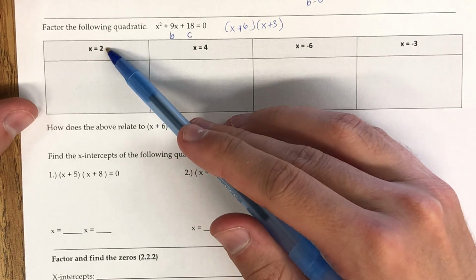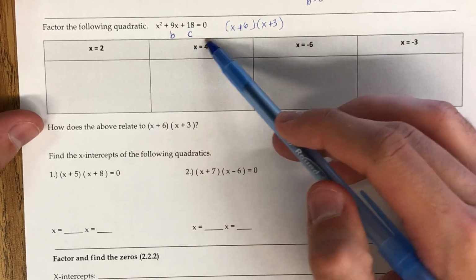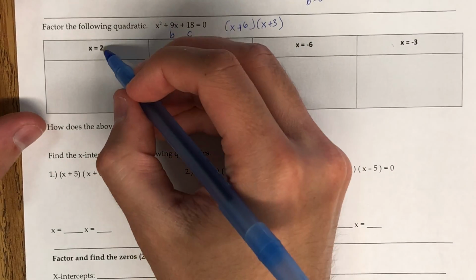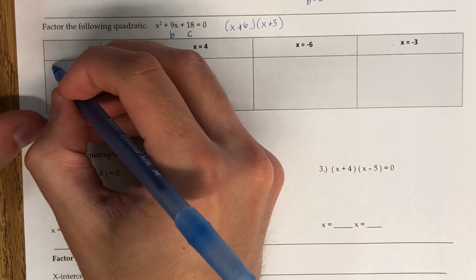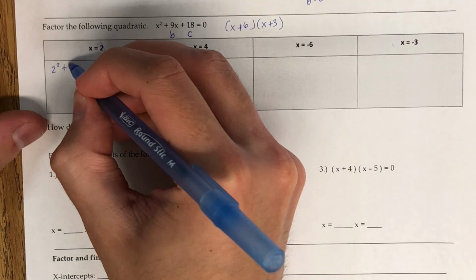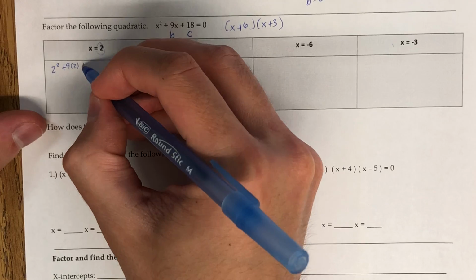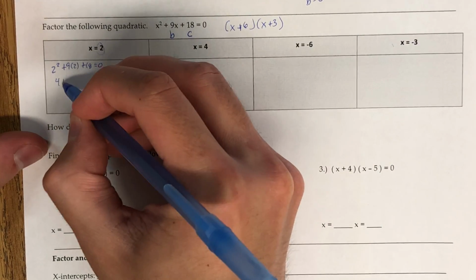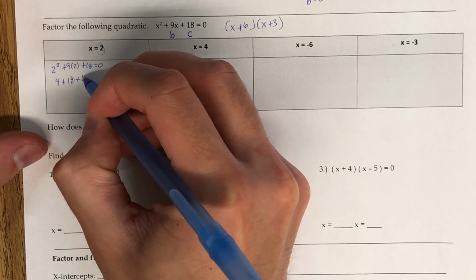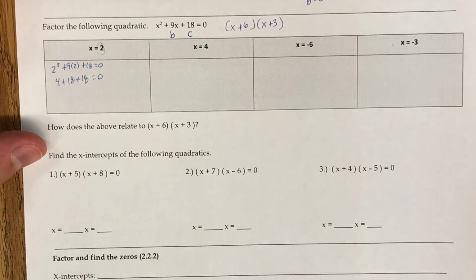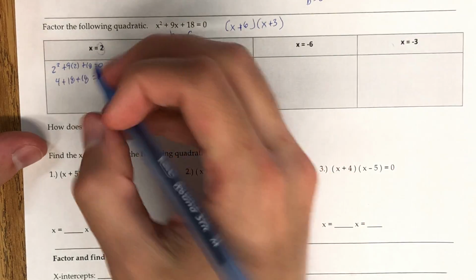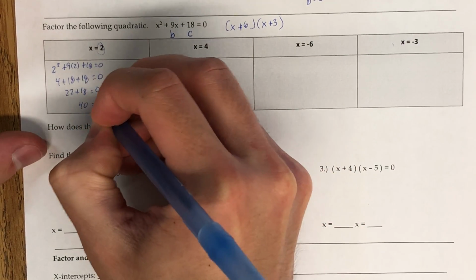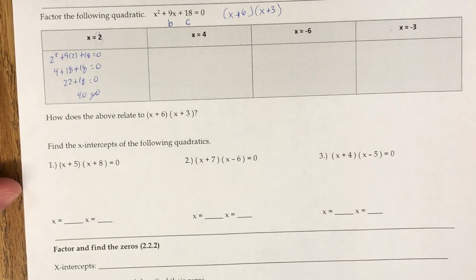What I'd like you to do here is plug in each of these x values into the equation. So, what we'll do here, we're going to plug in 2 for x. So we'll have 2 squared plus 9 times 2 plus 18 equals 0. Simplify, 2 squared is 4, 9 times 2 is 18. So we have 4 plus 18, which is 22. Plus 18 is 40. Okay, so we get 40.